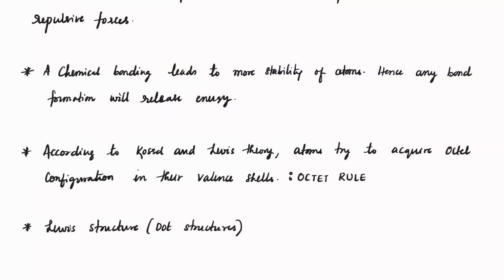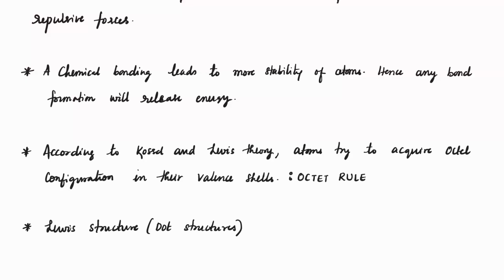A chemical bonding leads to more stability of the atom. Hence, any bond formation will release energy. So the overall energy is released because, if you notice, the potential energy is negative. Negative means what? A release of energy out of the molecule.